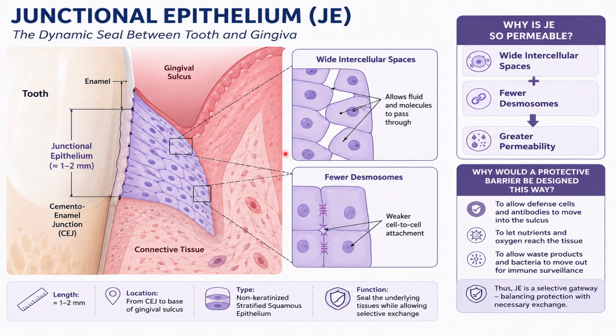So now let's understand what makes junctional epithelium so permeable. The wide intercellular spaces and the fewer desmosomes lead to the greater permeability of the junctional epithelium, which allows the defense cells and antibodies to move into the sulcus, lets the nutrients and oxygen reach the gingival tissues, and also allows the waste products and bacteria to move out for immune surveillance.